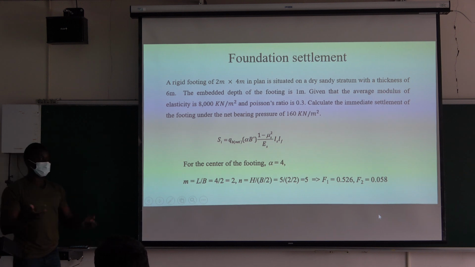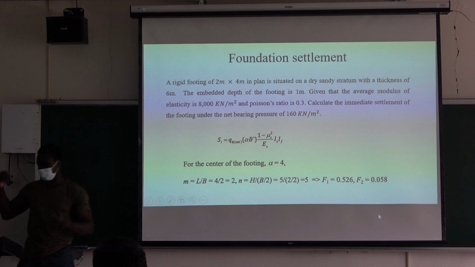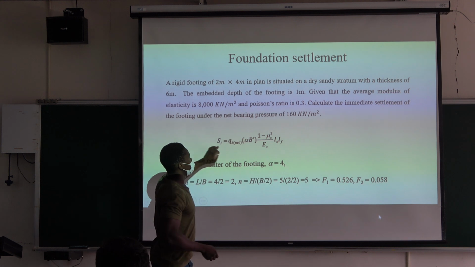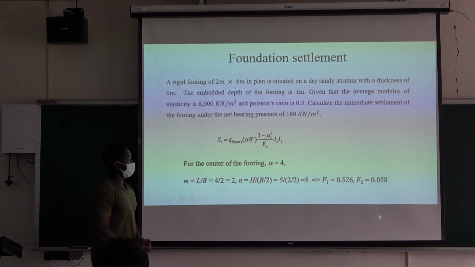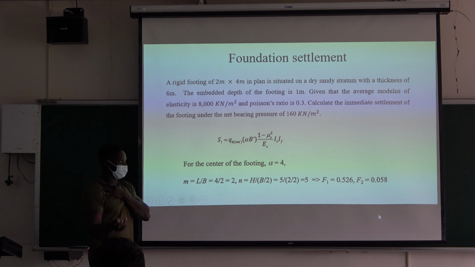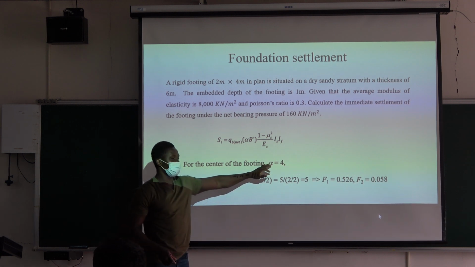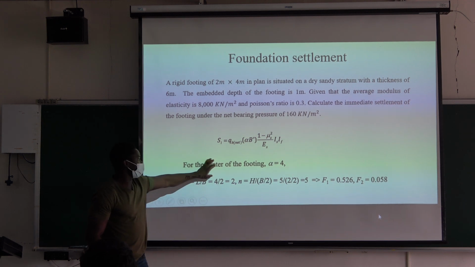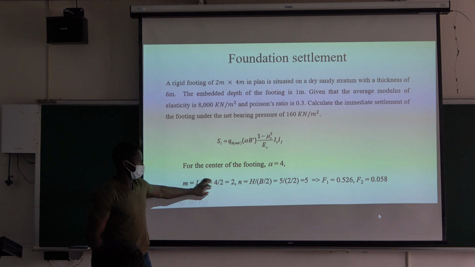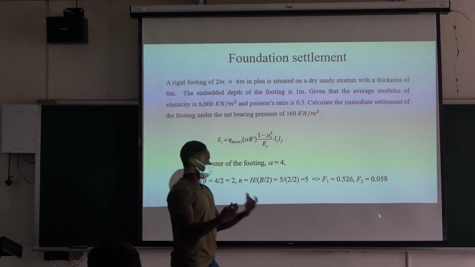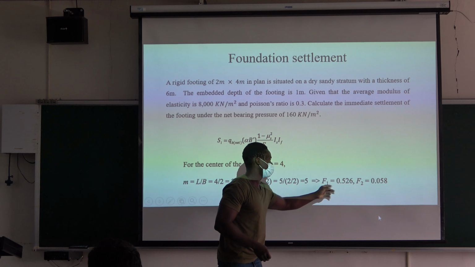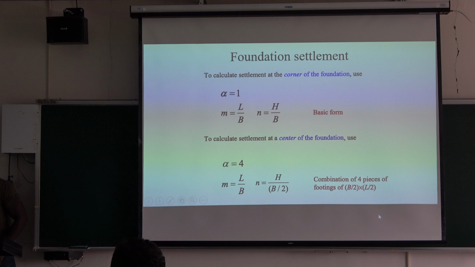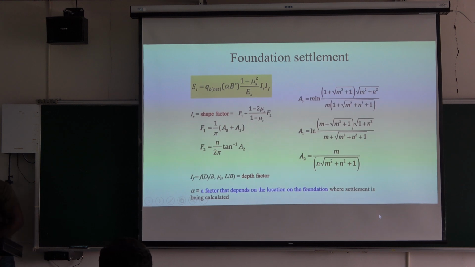So we are just trying to calculate the immediate settlement, not the long term. So we already have this equation, so we just use this equation. And for the center of the footing, we are considering the center. So what is alpha? We know our alpha value is 4, right? We also know what is m. When you are considering the center of the footing, m is this, n is this. So we use this, and then we just find these values, f1 and f2. Just substitute in those previous equations. You just substitute in these equations to find these values.